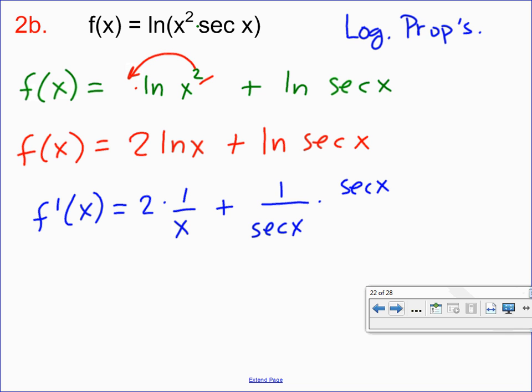And secant x differentiates to secant x tangent x. In one rewrite, we get 2 times 1 over x is 2 over x plus secant x tangent x over secant of x. We'll simplify to tangent of x, and we're done.